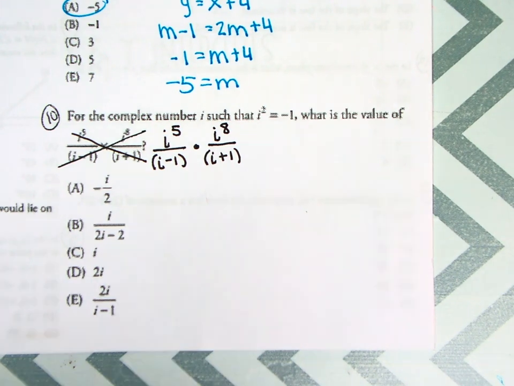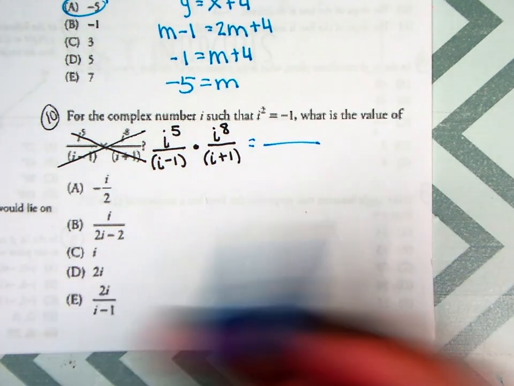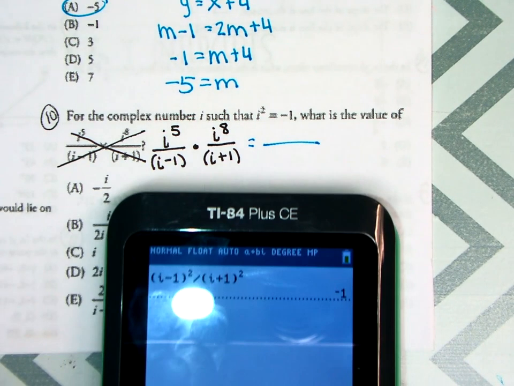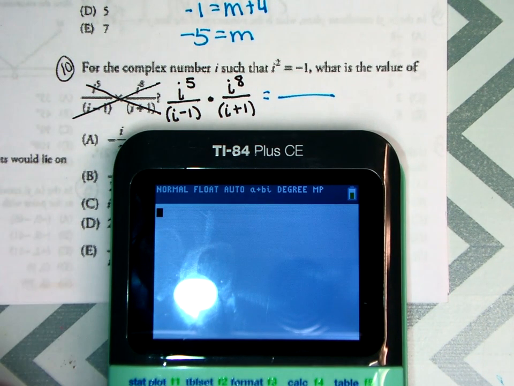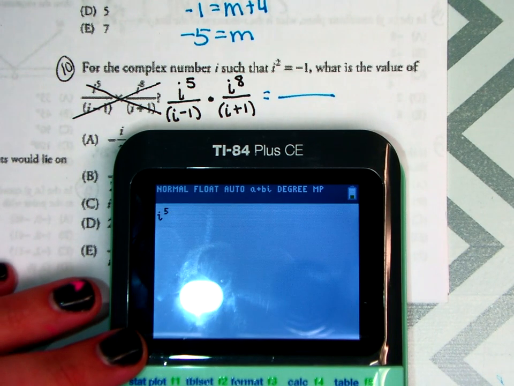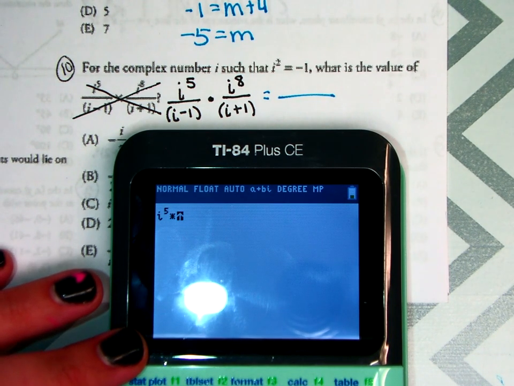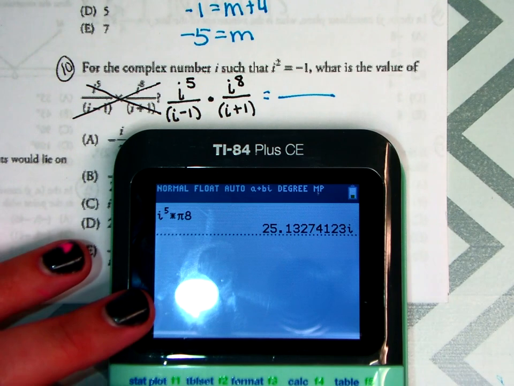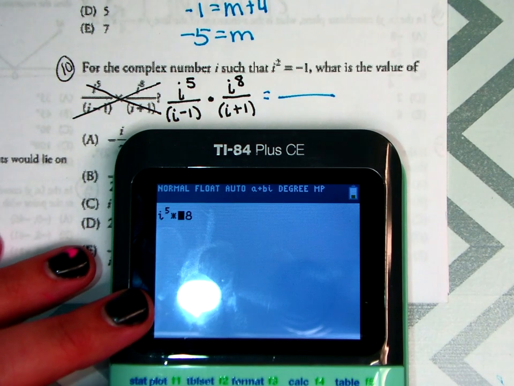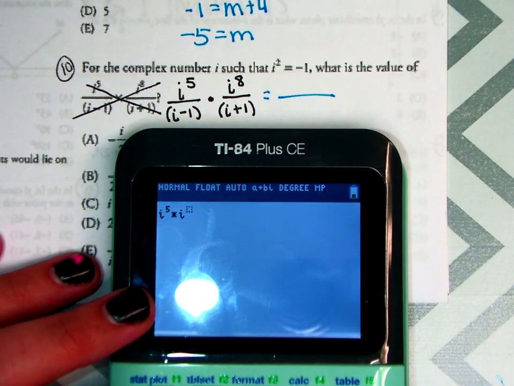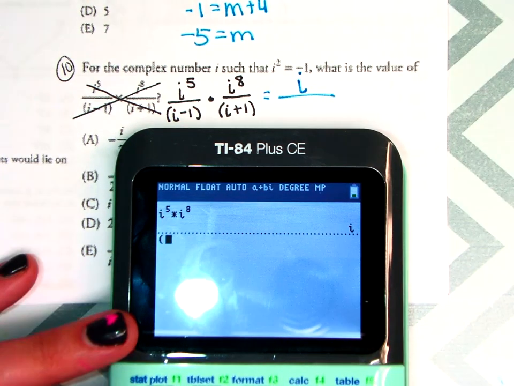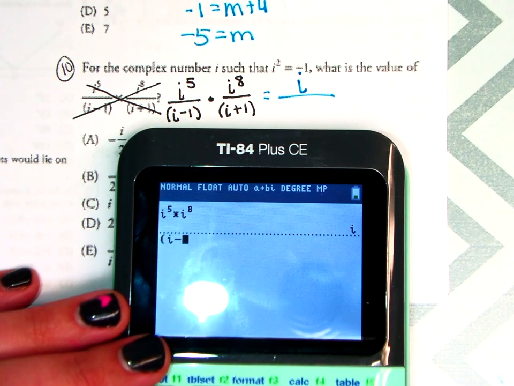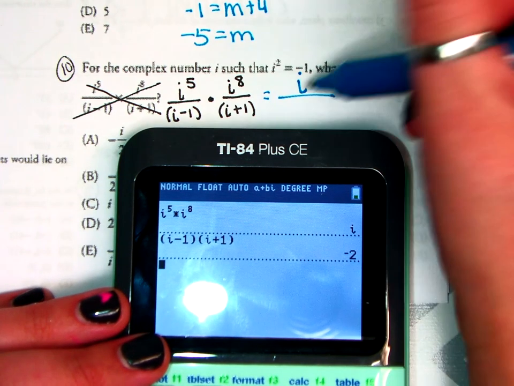Number 10 is another imaginary number problem, so I should be picking up my calculator to aid me in this. I would recommend doing top and top, bottom to bottom. So in this problem, go ahead and zoom that out a little. I would recommend doing i to the 5th times i to the 8th. Oh, not pi. Oops. i raised to the 8th. There we go. So the top is i, and then I would just go ahead and do the bottom. i minus 1 times i plus 1, and I would get negative 2.